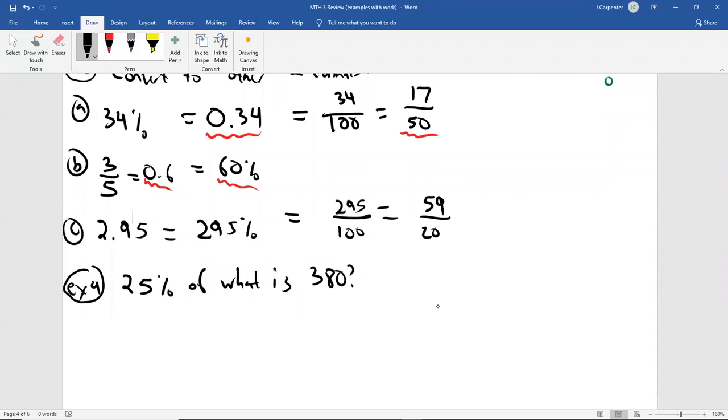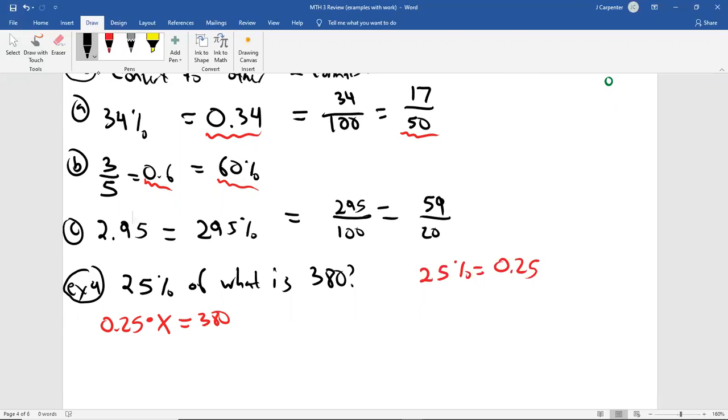So the 25%, first of all, you have to convert that. 25% is 0.25. You can't have percentages in equations. You have to convert them to decimals or fractions. So the 25%, we write 0.25. The of, we write a times. The what, we write our variable x, or whatever letter we like. Is, we write equals. 380, we write 380.